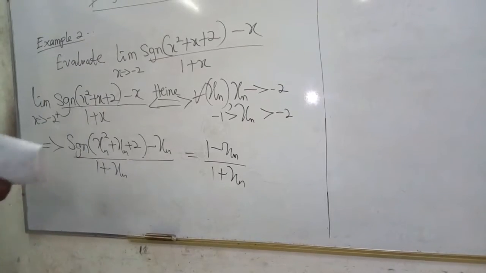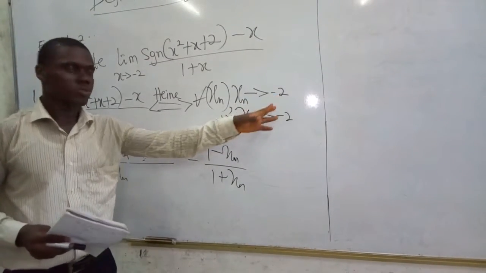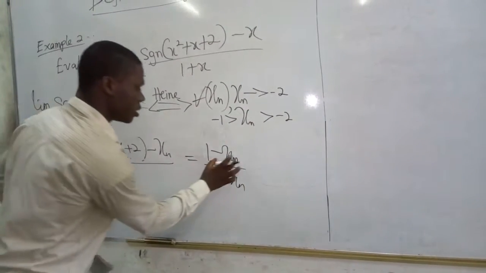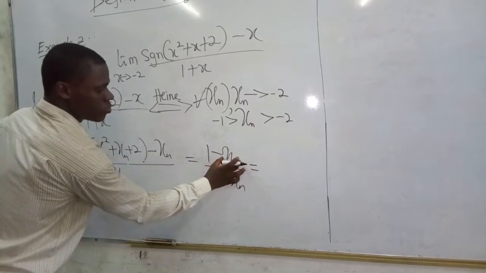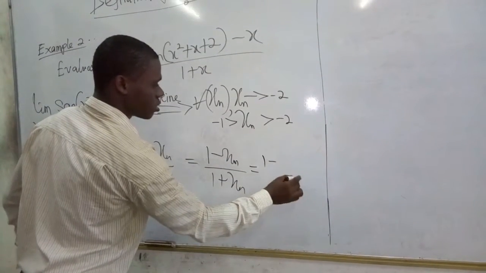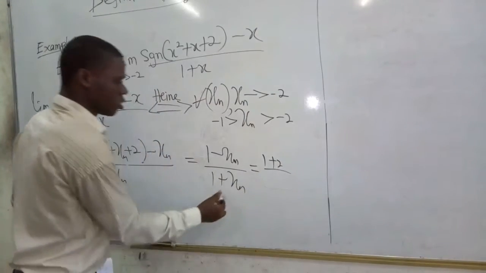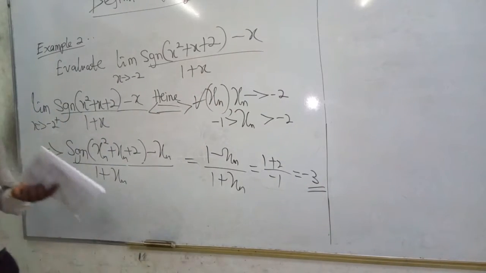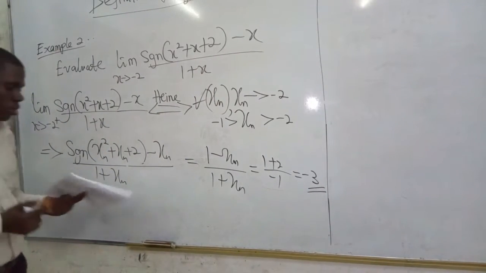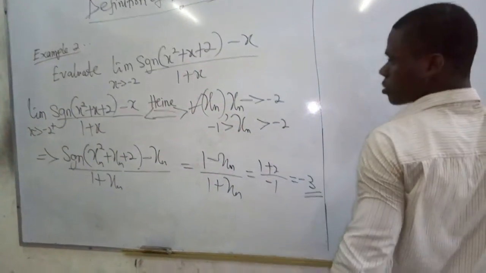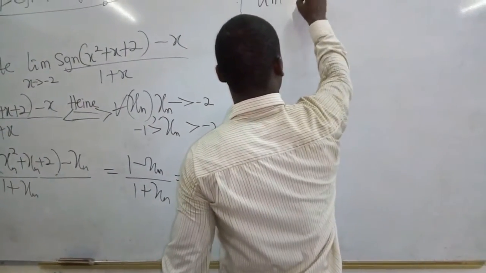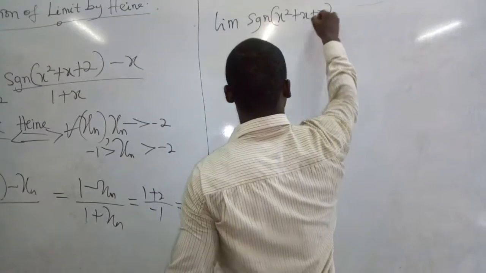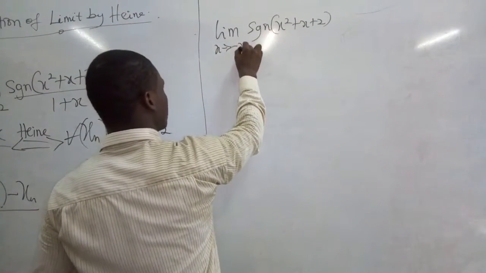Now as xn approaches negative 2, we can substitute the negative 2 into whatever we have here. Substituting negative 2 here will give us negative 1 minus 2, so this will give us negative 3. That's the limit to the right side. Now let's look at the left. So the limit of this, s squared plus s plus 2, as s approaches negative 2 from the left.